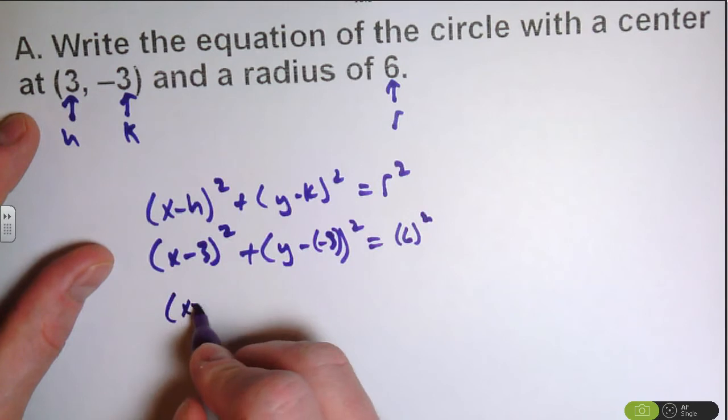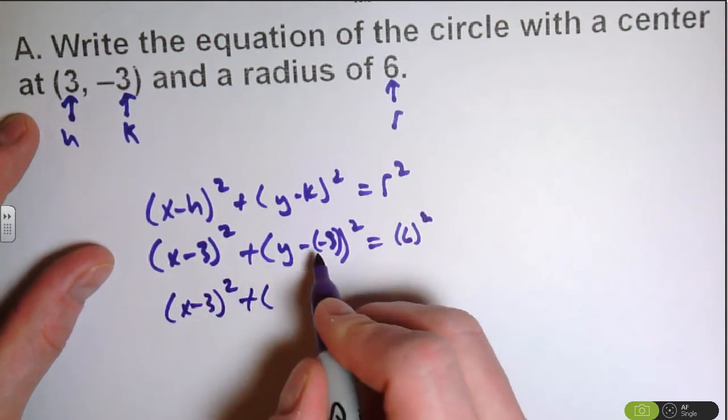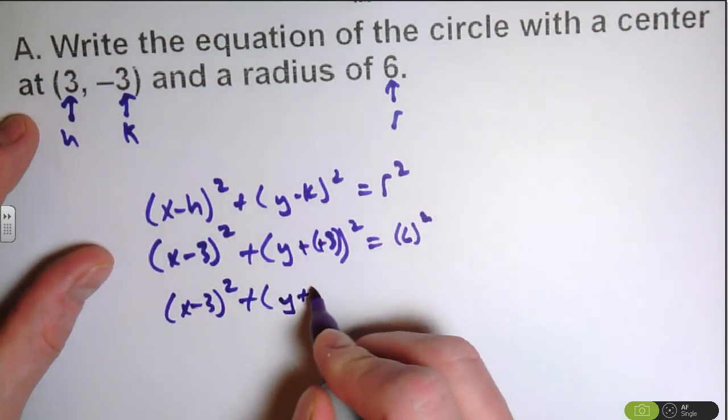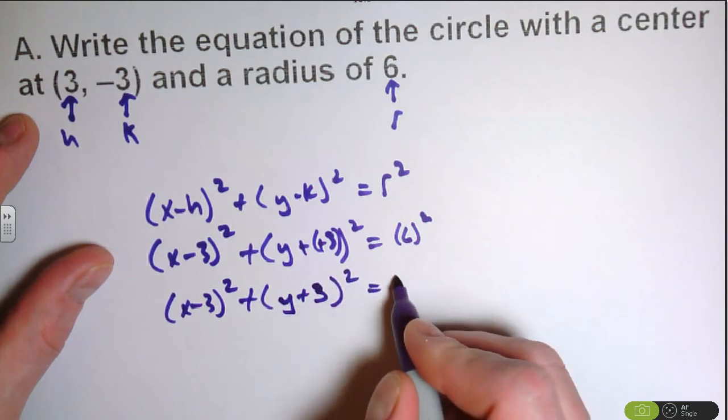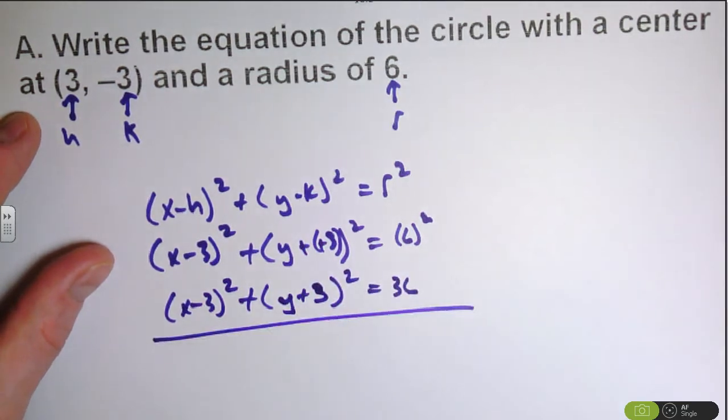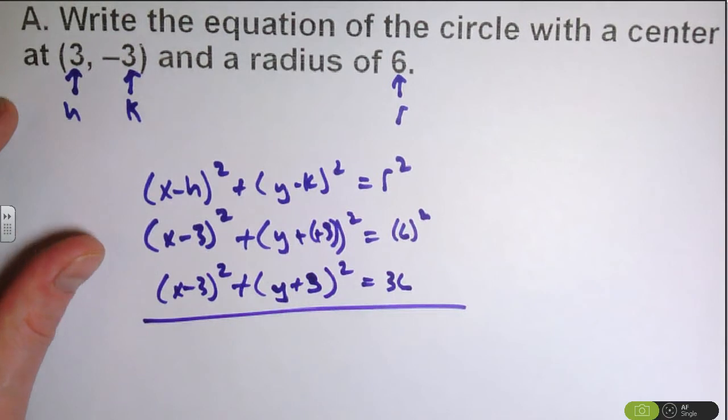So x minus 3, y plus 3, 6 squared is 36. Okay. And there we go. That's the answer to that problem. x minus 3 the quantity squared plus y plus 3 the quantity squared equals 36.